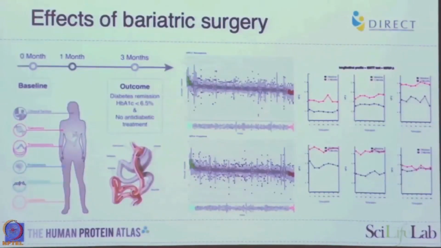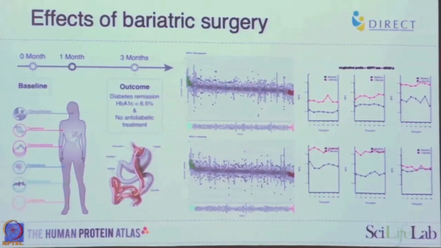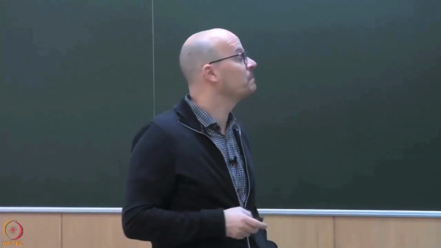So one of the studies we've done here is on bariatric surgery. Bariatric surgery is a major type of intervention for people that are very obese and that usually are at high risk of diabetes. So the idea is that this surgery induces weight loss, and along with weight loss comes that the patient is no longer defined as being diabetic.